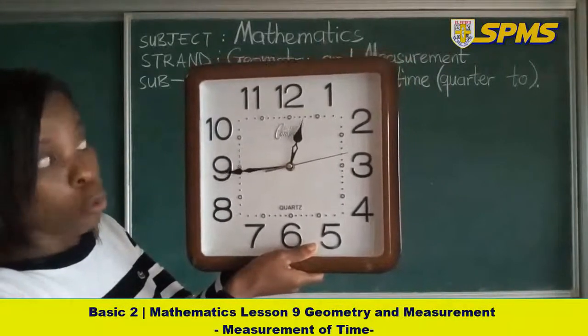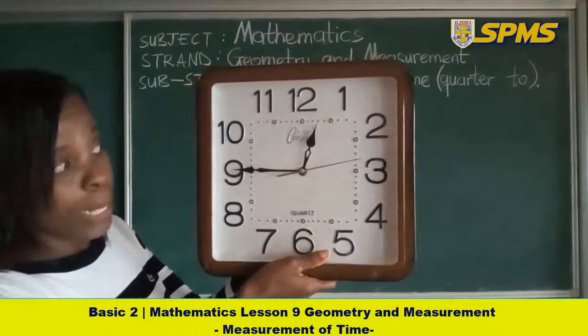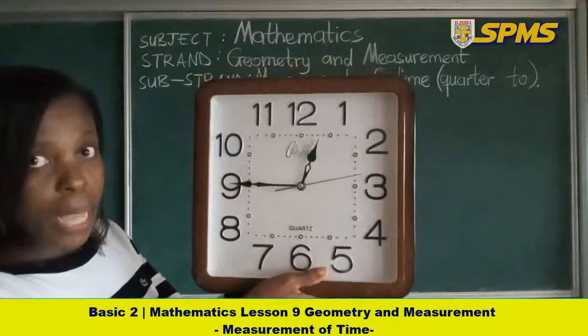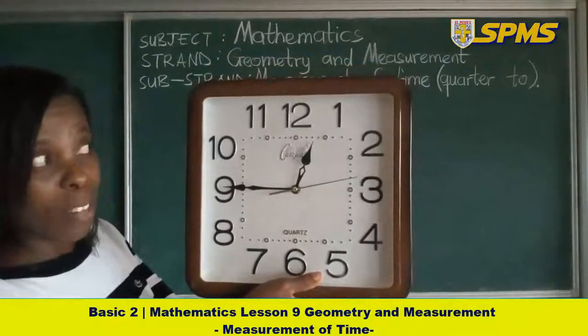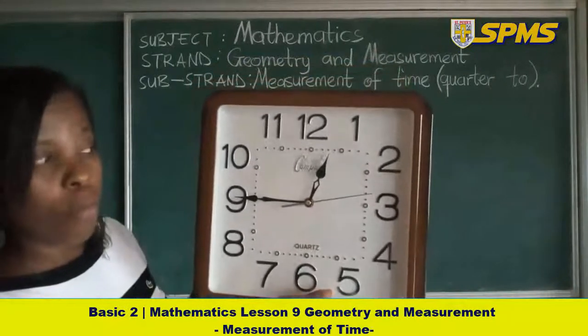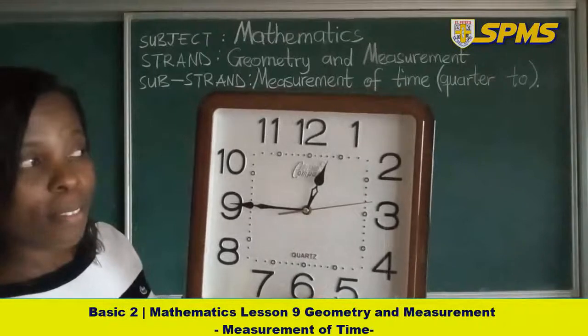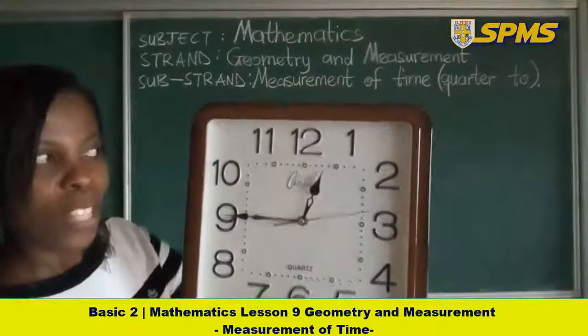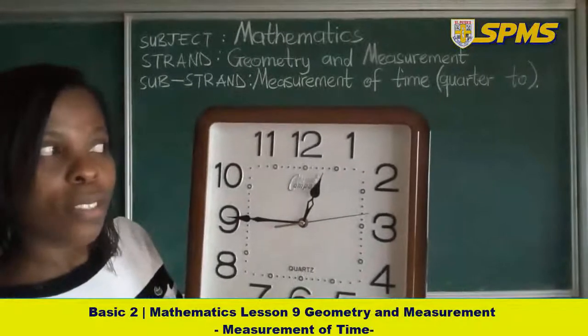It's going back to 12, but it's not yet on 12. It's now on 9. So how can you tell the time when the minute hand is on 9? Going back to 12. We just said it. Quarter to. Quarter to. Quarter to what?